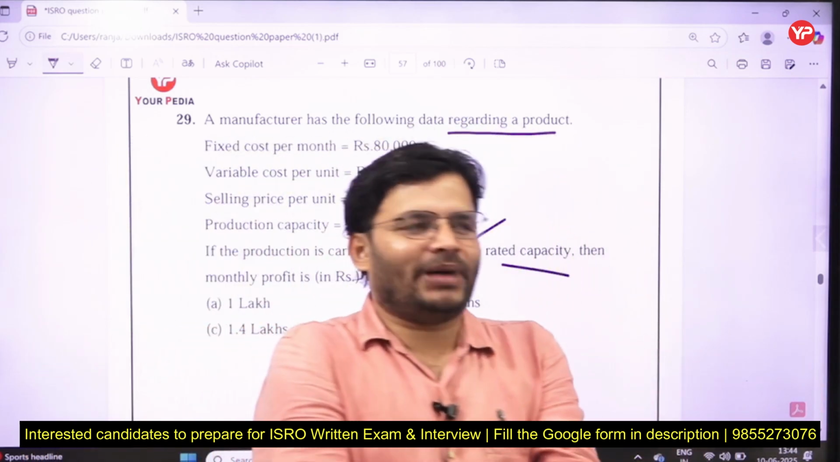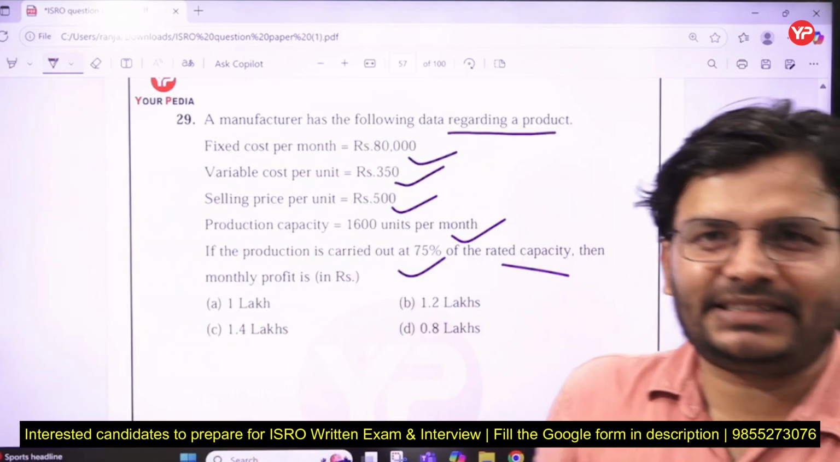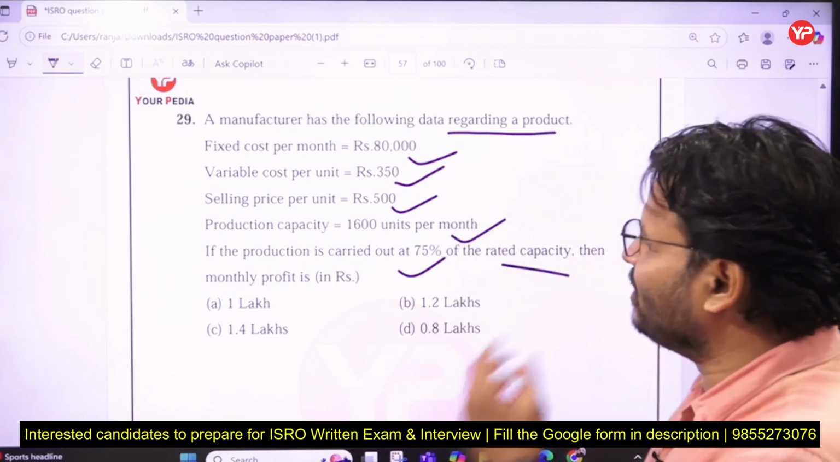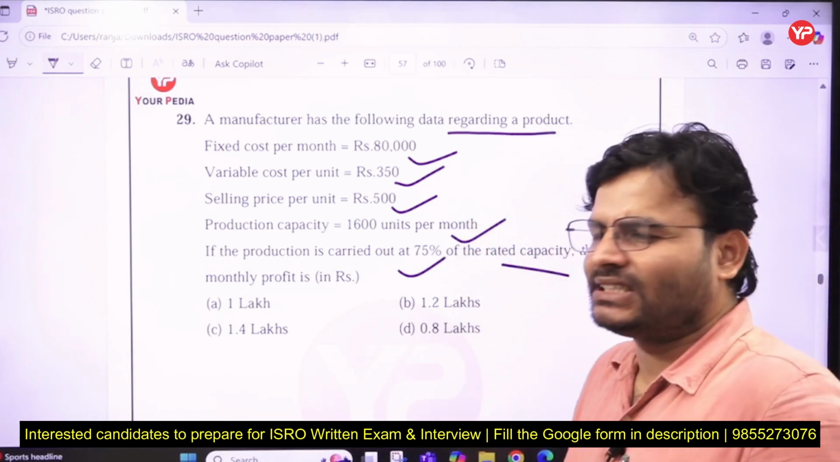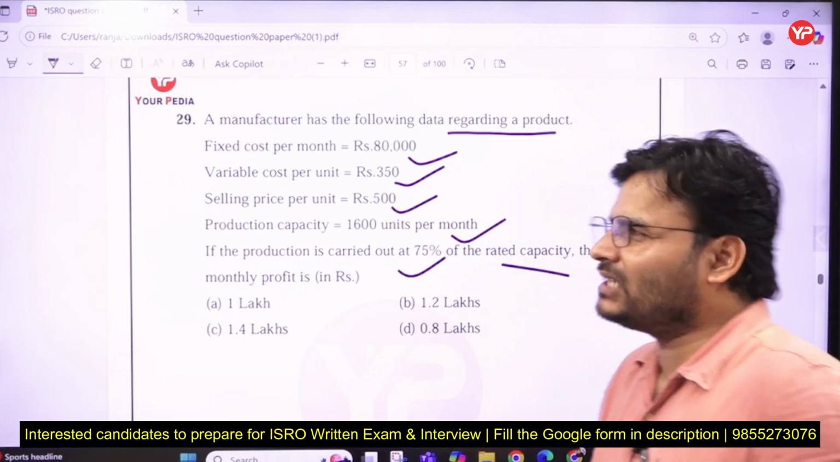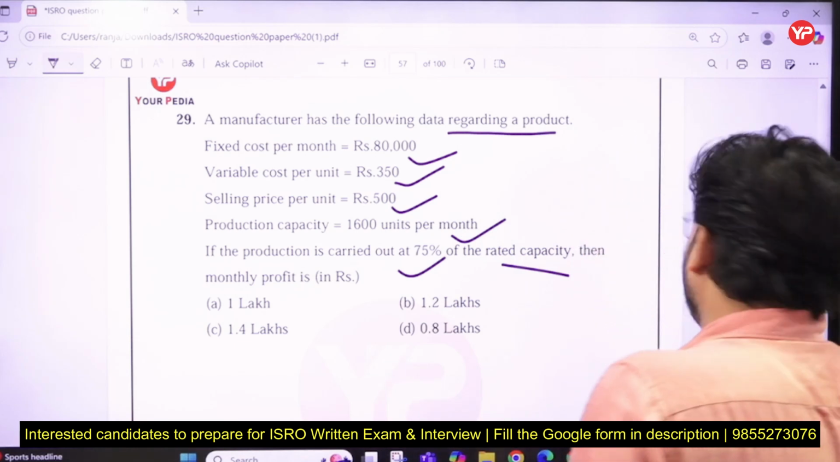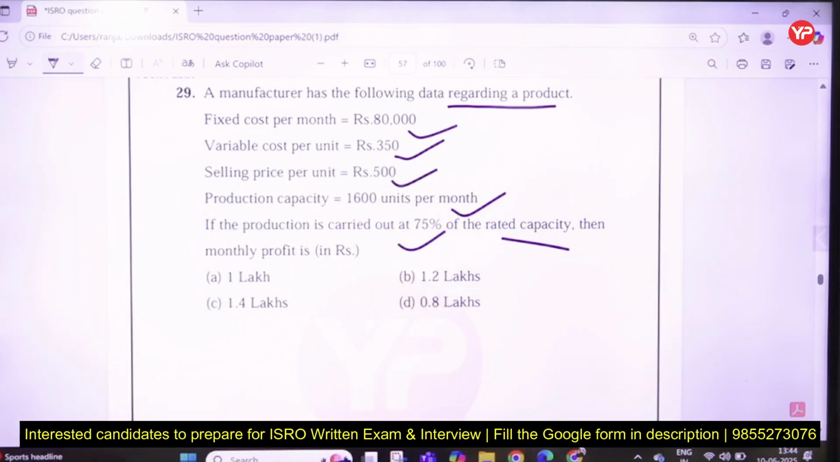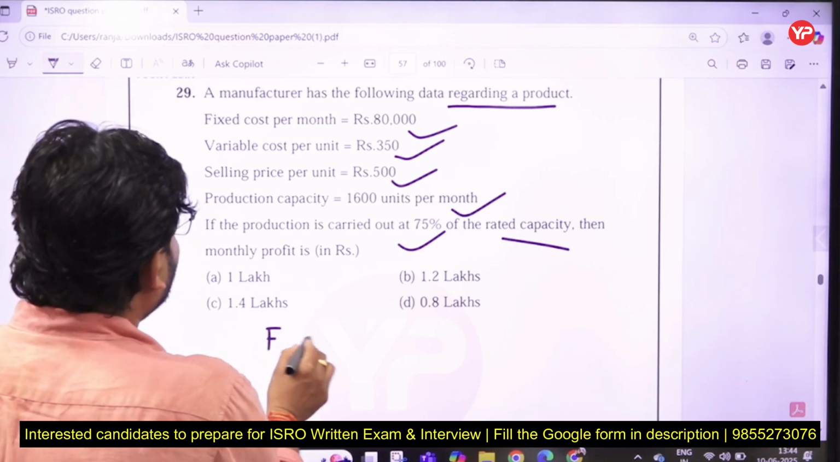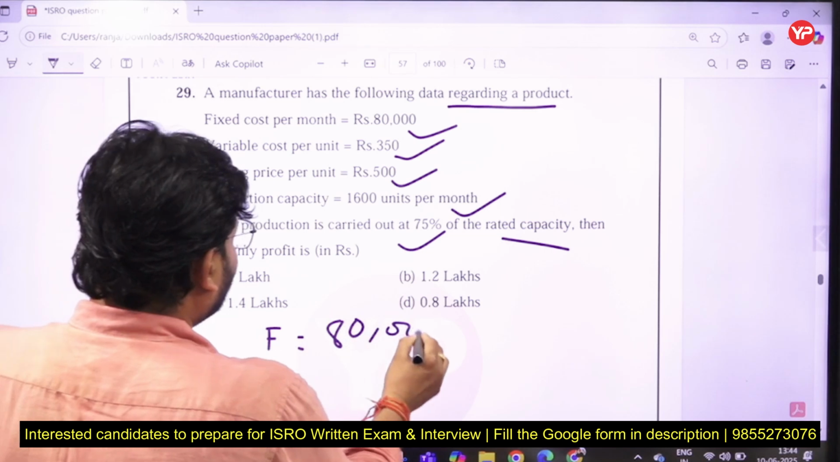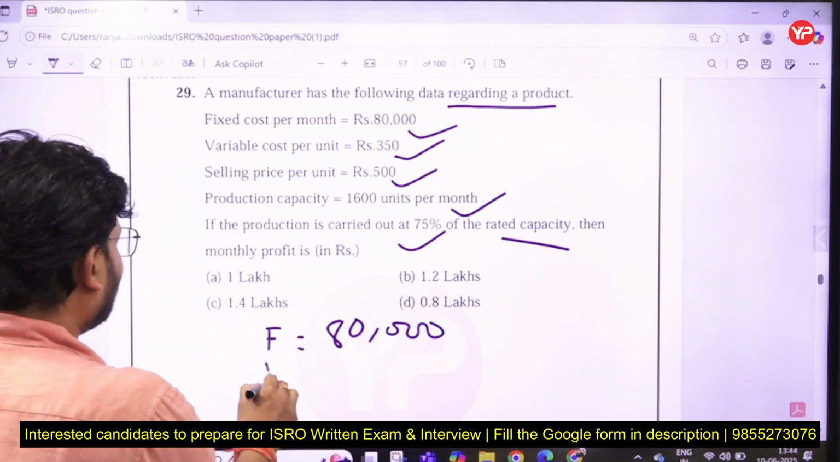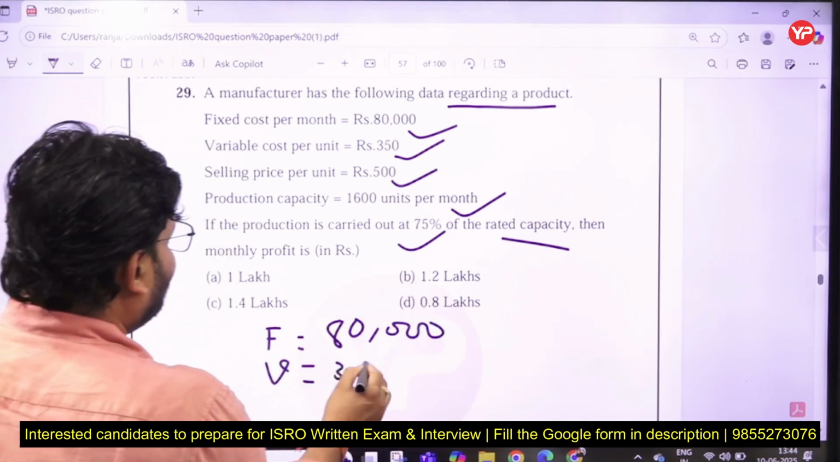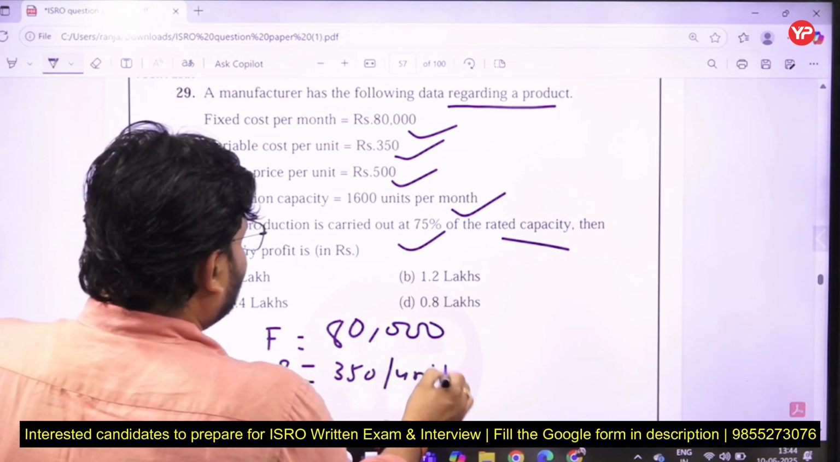One topic there, you might remember, is inventory, right. Not from inventory, we can say the question is from break-even analysis. So for any manufacturer, my dear friends, in the question the fixed cost, which is irrespective of the number of units produced, is given as 80,000. Variable cost per unit, a small v, is given as 350 per unit.